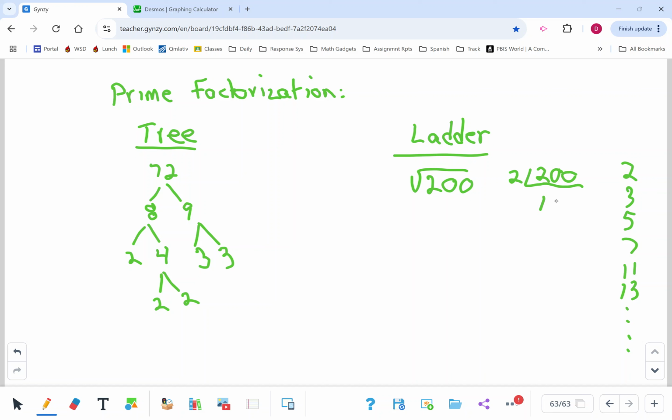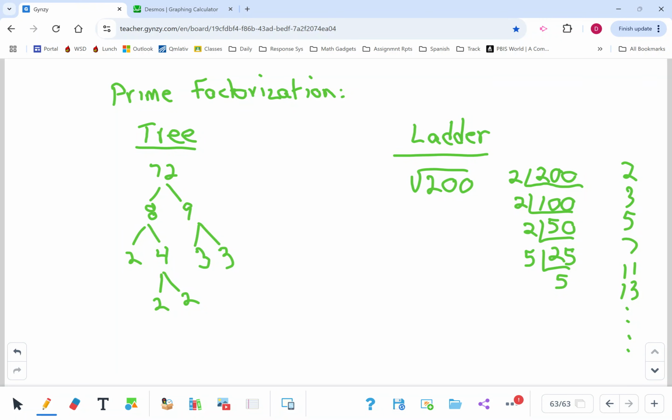I'm going to divide by 2 and get 100. Now 100 is not prime. Can it be divided by 2 again? Yes, it can. Okay, and what do you get? 50. Well, can 50 be divided by 2? Yeah, you get 25. Can 25 be divided by 2? No. So go down, can it be divided by 3? Well, no. Can it be divided by 5? Yeah. And what do you get? 5. 5's prime, so now we're done.